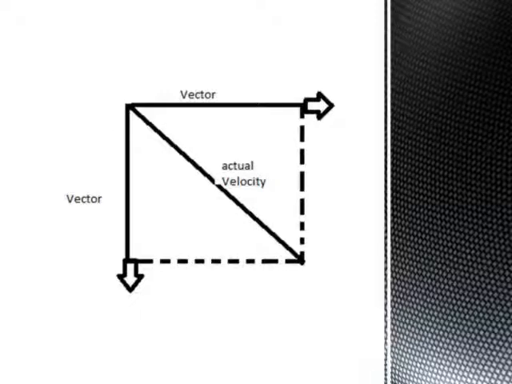What are vectors? We were wondering the same question, so we did a little research. When you have two forces that are not in the same direction, we have vectors. A vector is defined as a quantity having both direction and magnitude.